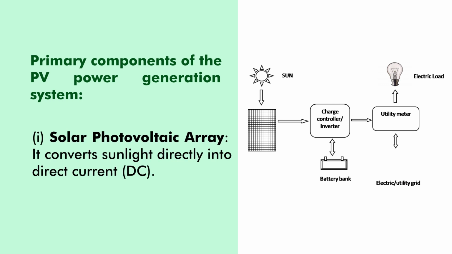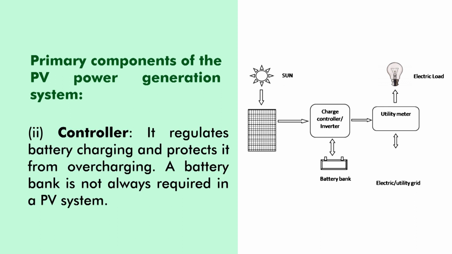The first one is a solar photovoltaic array. What does the photovoltaic array do? It converts sunlight directly into direct current. Then you need a controller. What is the function of the controller? The controller regulates battery charging and protects it from overcharging. A battery bank is not always required in a PV system. It is only required if the PV system includes a battery bank.